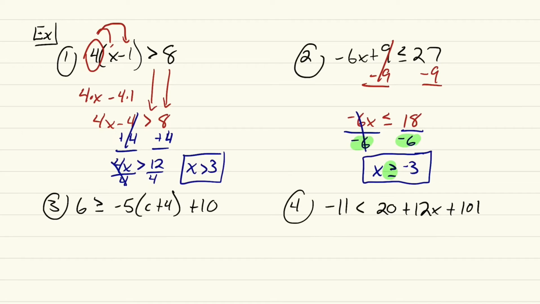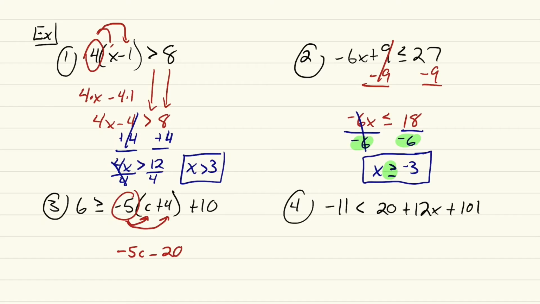So the first thing that we have is distributive property, right? We have 6 is greater than or equal to negative 5 times c plus 4 plus 10. So we start by taking this negative 5 and distributing it. That gives me negative 5c minus 20, because negative 5 times c is negative 5c. Negative 5 times 4 is negative 20.